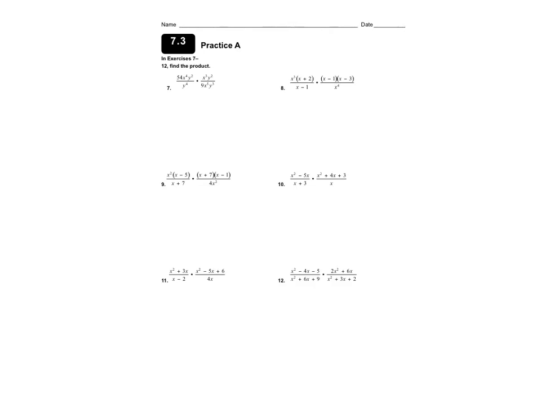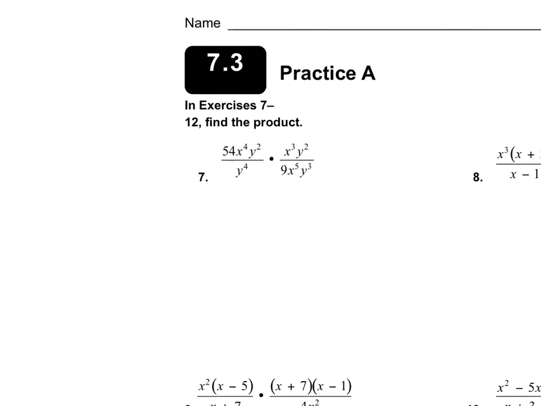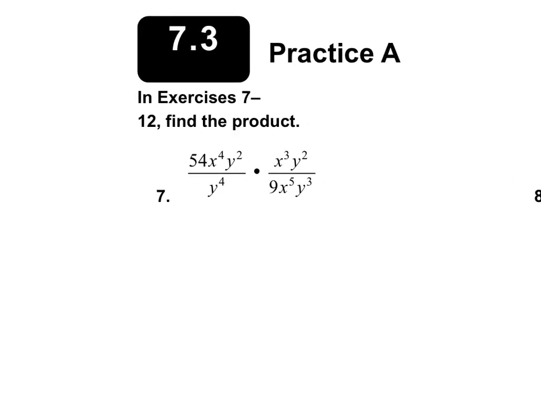Okay, in this lesson, 7.3, multiplying rational expressions, we are going to talk about how to multiply and simplify rational expressions. So let's go ahead and look at number 7 up here. We have 54x to the fourth y squared times x to the third y squared over y to the fourth times 9x to the fifth y to the third.